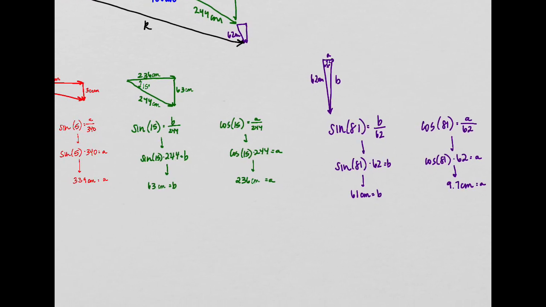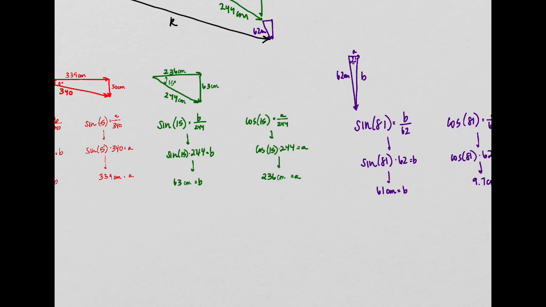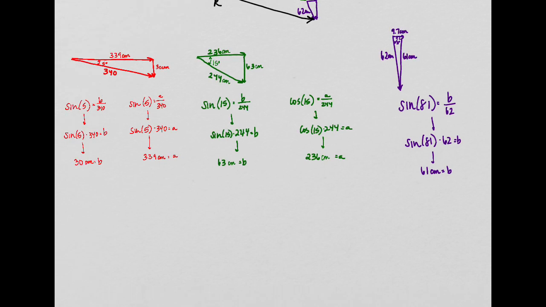So now what we need to do is add them all together. Add all of the horizontal vectors together, add all of the vertical vectors together. So we are going to start with the horizontal.